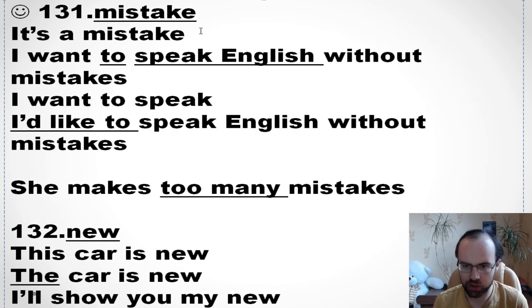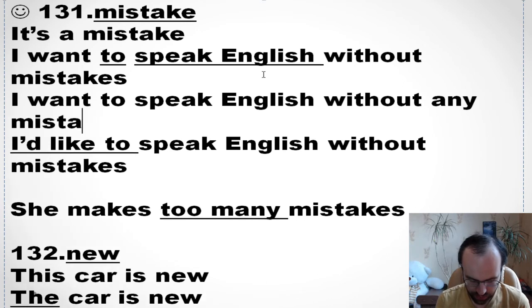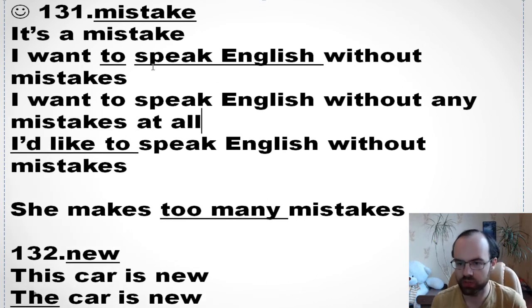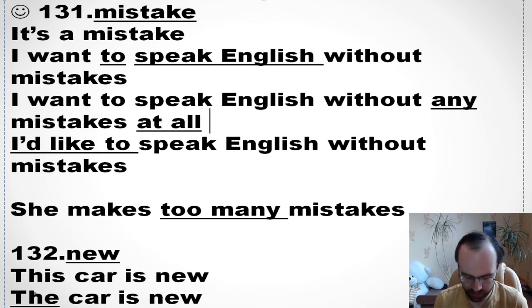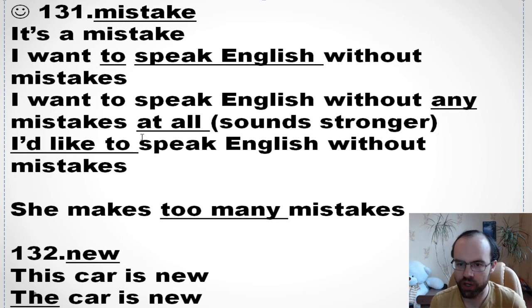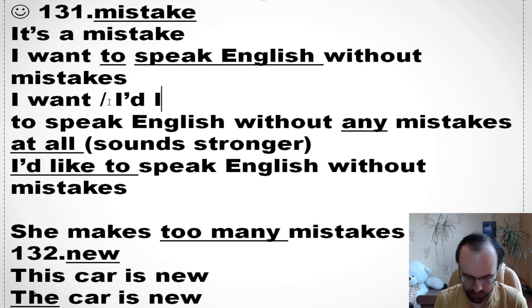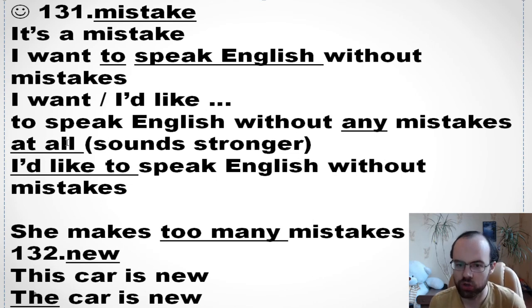I want to speak English without any mistakes at all. So if you use this structure, it sounds stronger. Okay, it sounds stronger. Or you can also say, I want to speak English without any mistakes at all, or I'd like to speak English without any mistakes at all. It sounds stronger too. I'd like to speak English without mistakes.